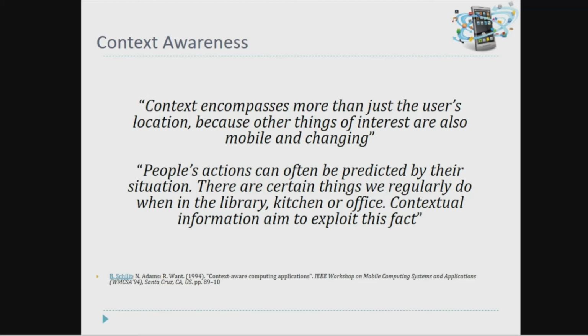People's actions can often be predicted by their situation. So there are certain things we regularly do when in the library, kitchen, or office. So contextual information aims to exploit this fact based on the user behavior. Let's say the user is now in the library. What information is available or suitable or related to that user? What type of book does the user search for more? So that is about context awareness.